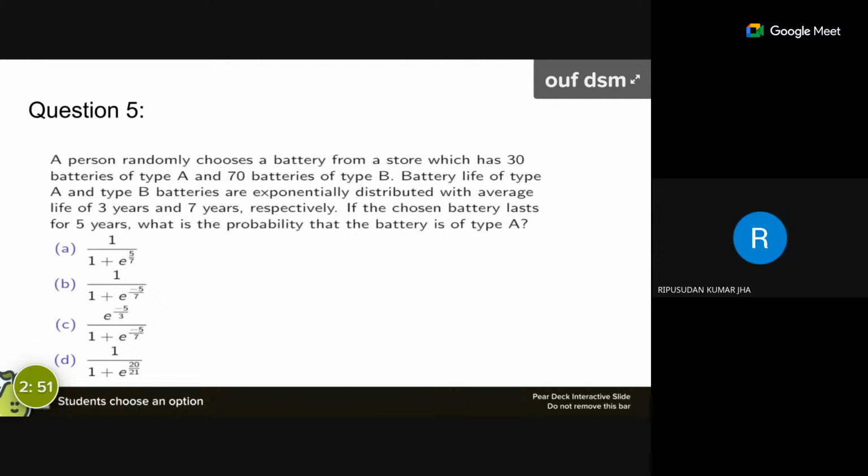Ma'am, battery lasts for 5 years means probability of x less than 5, no? Yeah. So first, from this given situation, you have to define your random variables. Then we can talk about x less or equal to 5 or whatever. So whenever the situation is a descriptive question like this, you have to first define your random variables.